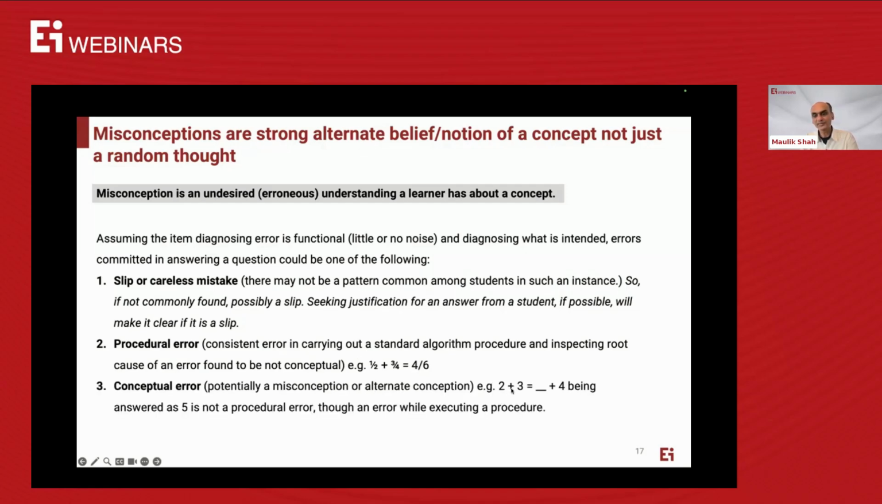In case of answering this question on the equal sign, students often give 5 as the answer. Now that is not a procedural error, in spite of this asking them to find a sum. That is a conceptual flaw that they have. What is that flaw? In their mind, the equal sign means the answer of the expression to its left. It's not about the two expressions on either side balancing. It's not that 2 plus 3 is the same as 1 plus 4.